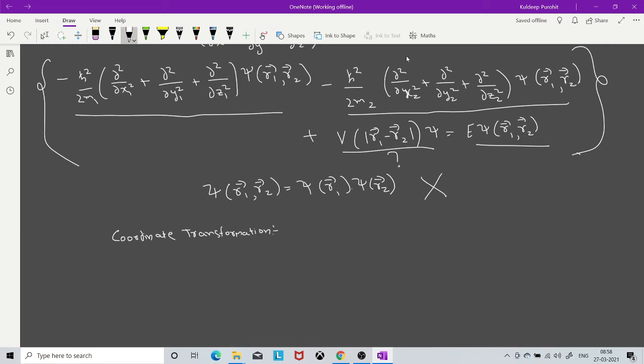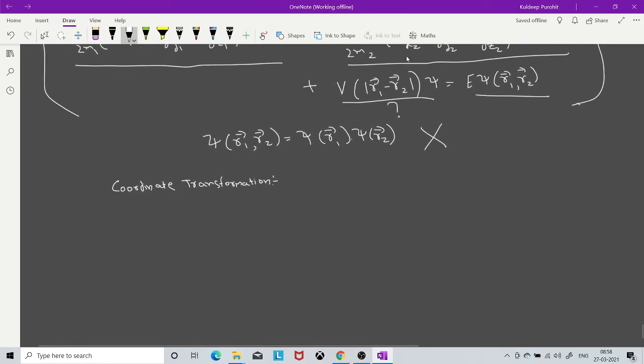So what we are doing is we are introducing new coordinates. The first coordinate is the relative coordinate, which is denoted with r vector, and this is nothing but the difference r1 minus r2. So basically what it means, x is equal to x1 minus x2, y is equal to y1 minus y2, z is equal to z1 minus z2.